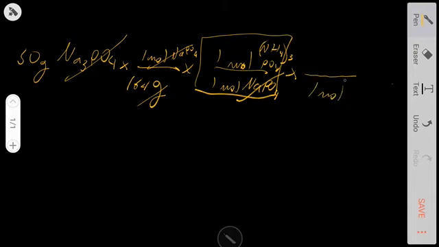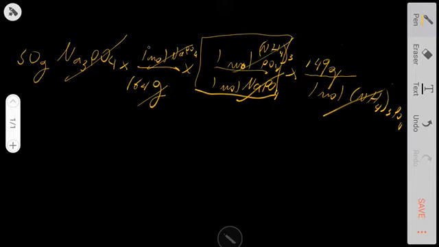So in 1 mole of (NH4)3PO4, I have how many grams? We already calculated that I should have 149. Cool. This cancels, everything cancels.